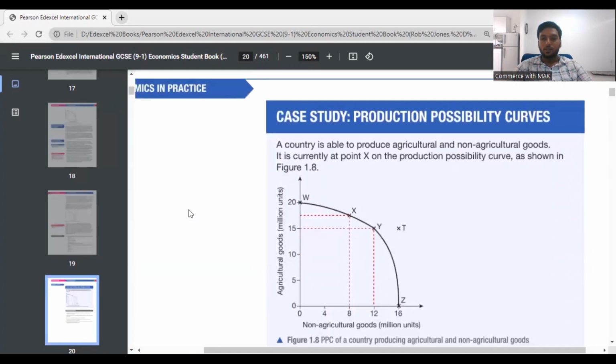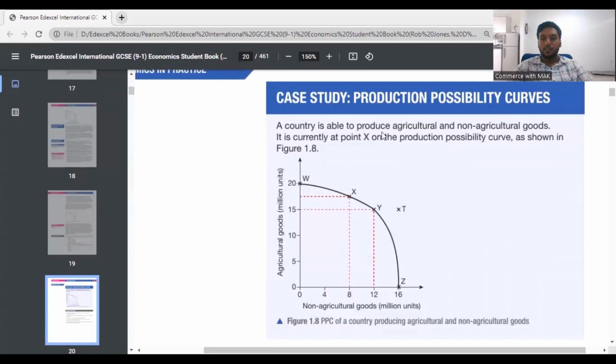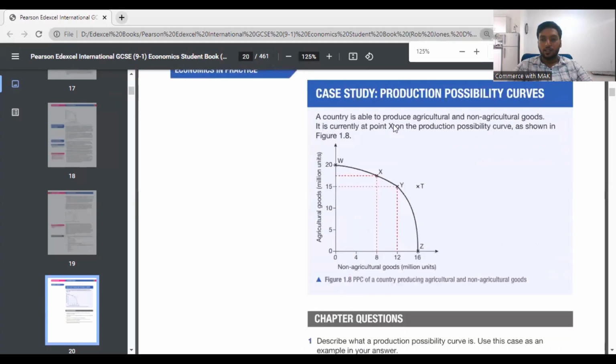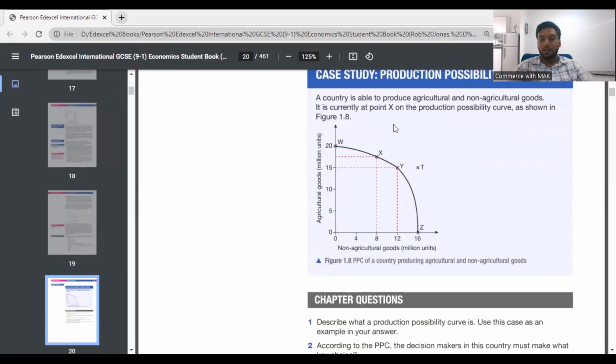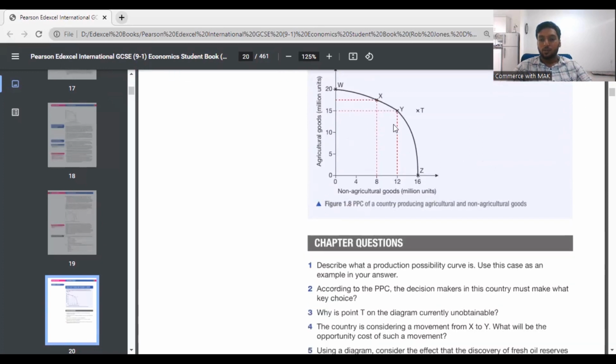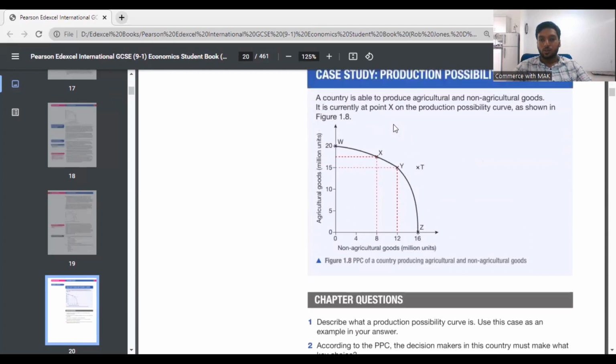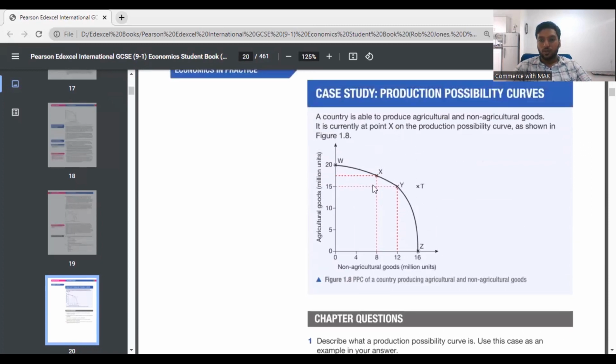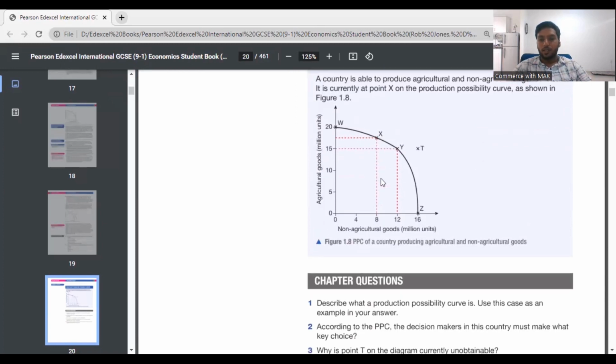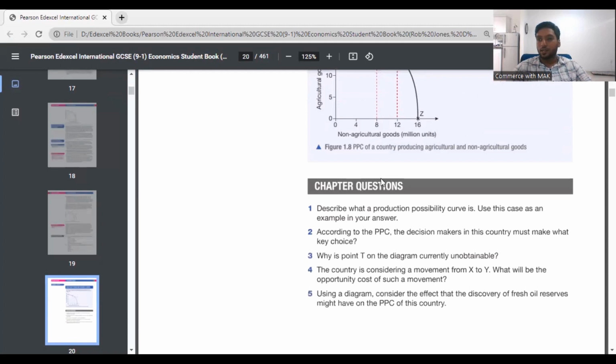So you have production possibility curves given. A country is able to produce agricultural and non-agricultural goods. It is currently at point X on the production possibility curve as shown in figure 1.8. Describe what a production possibility curve is. Use this case as an example in your answer. So point X is about attainable resources. This is an achievable point. And this is an opportunity cost curve which they are trying to make.